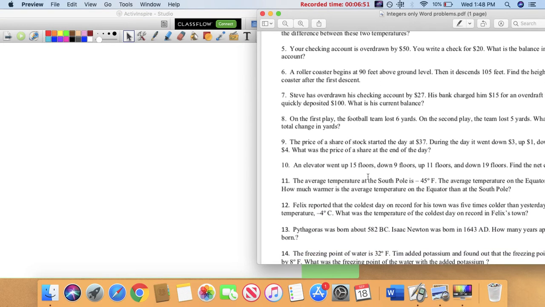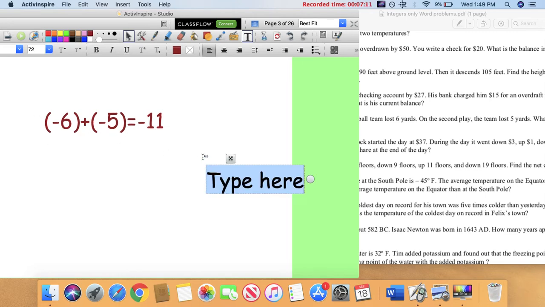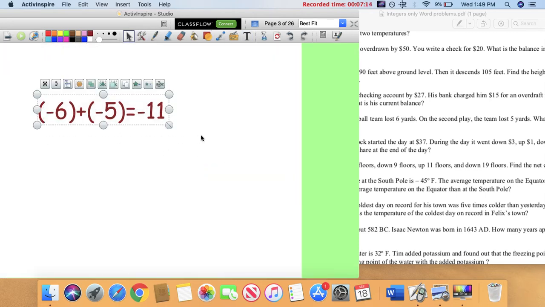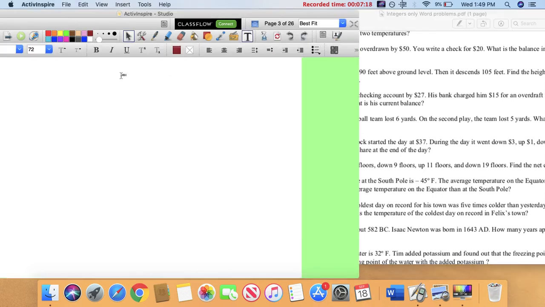Problem 8. On the first play, the football team lost 6 yards. On the second, he lost another 5. What was the total loss? So negative 6, I lost. And then we played again, and I lost another 5. That's both represented by negative integers. So my total loss here is negative 11.